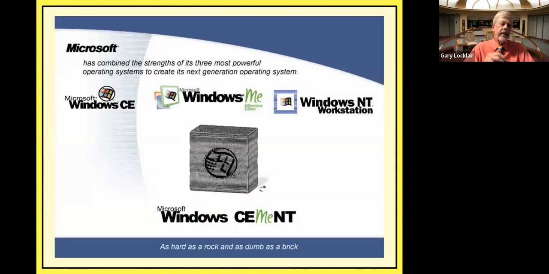Folks, this is so old, but it's one of about a half dozen memes that I wish I would have come up with. Way back when, there were some products, one known as Windows CE, one known as Windows ME, the Millennium Edition, and then Windows NT. You put them all together, you get Windows Cement, as hard as a rock and as dumb as a brick. Okay, that is really funny.